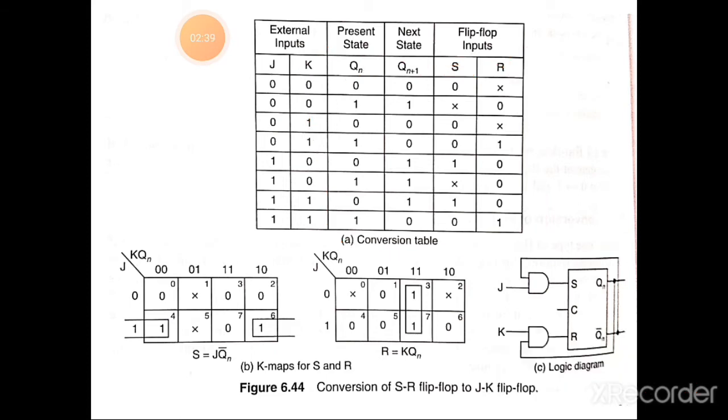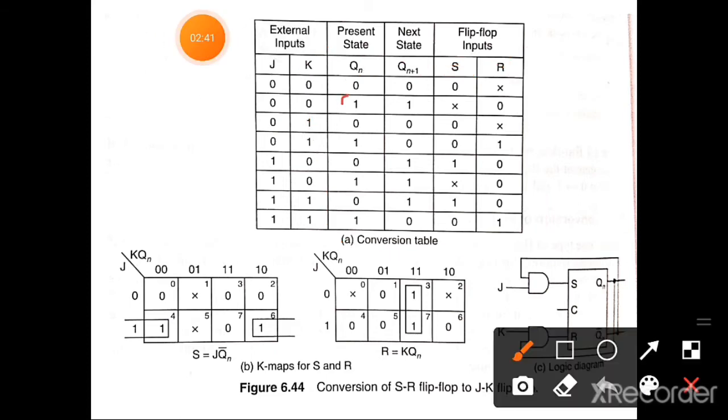For 0 0, the SR value will be 0 don't care. Here 0 0, here also 0 0, it is 0 don't care. Then next is 1 1. For 1 1, here also 1 1, it is don't care 0, don't care 0. For 1 0, next is 1 0, it will be 0 1.